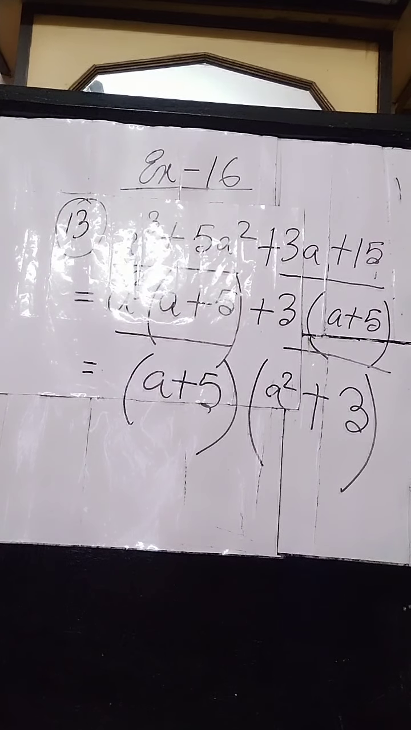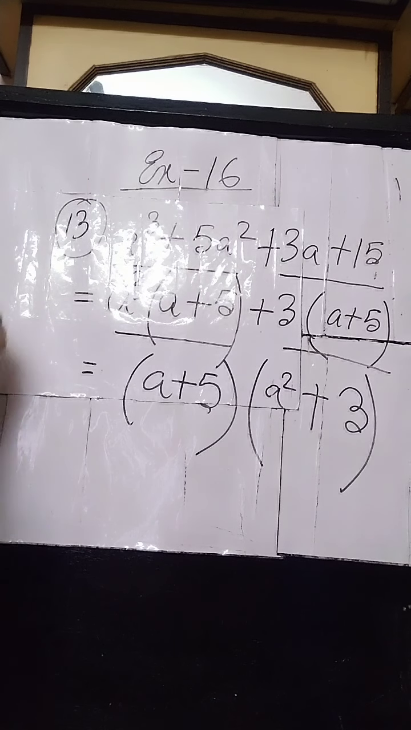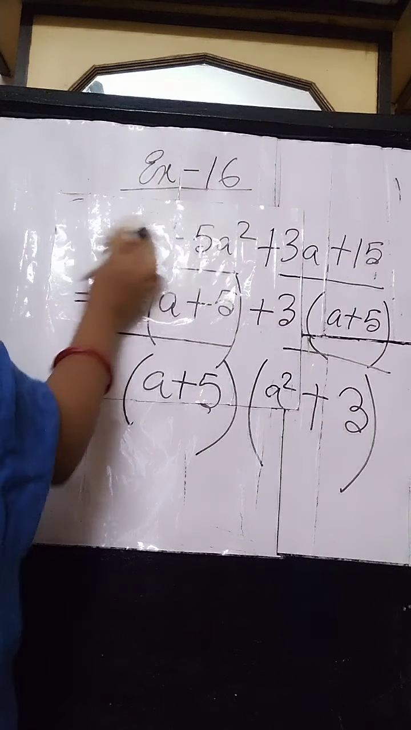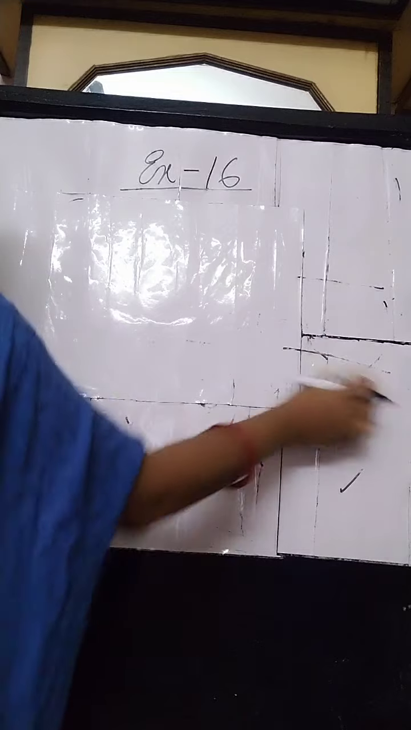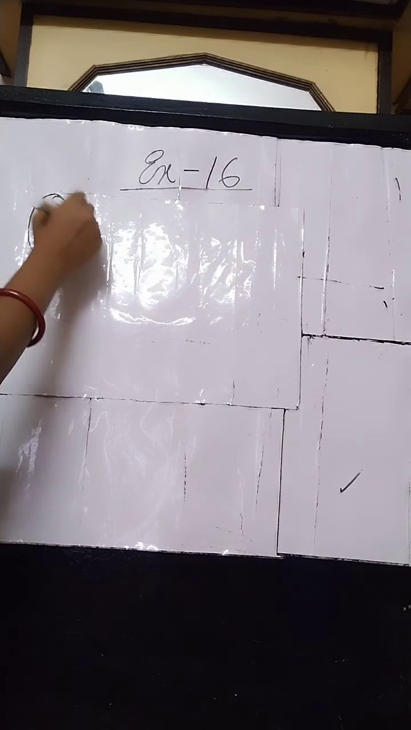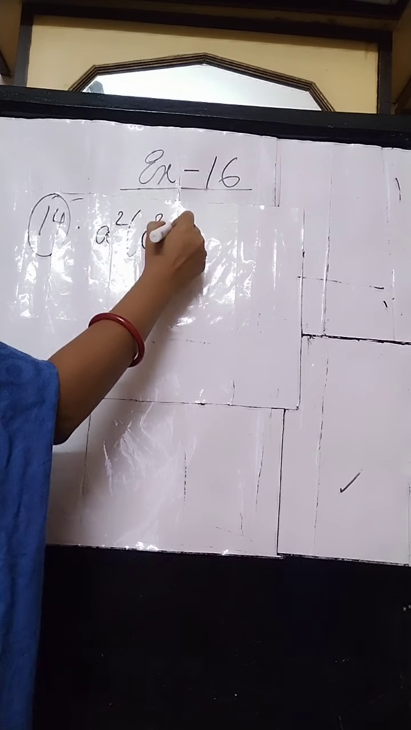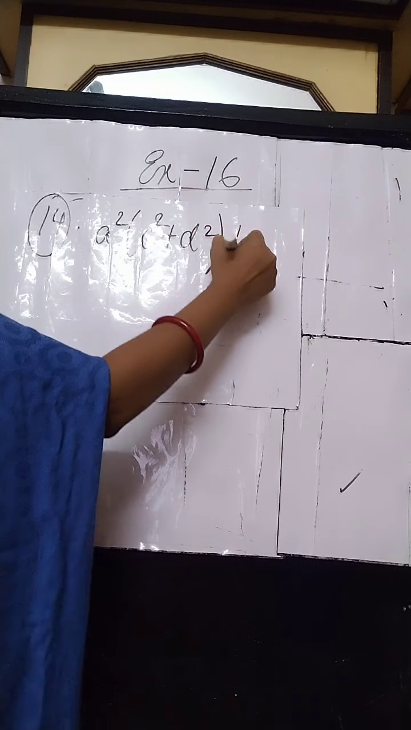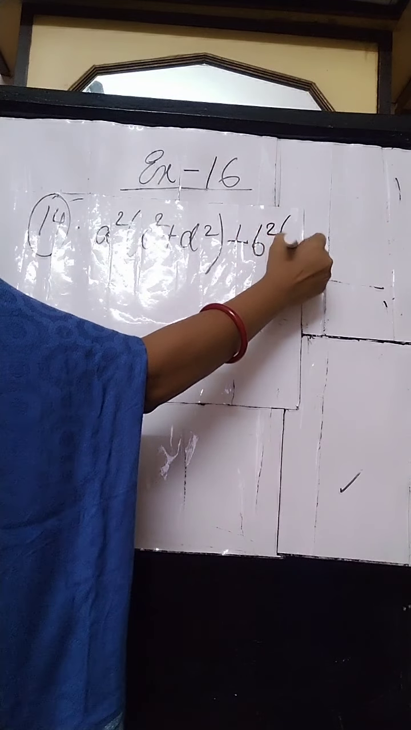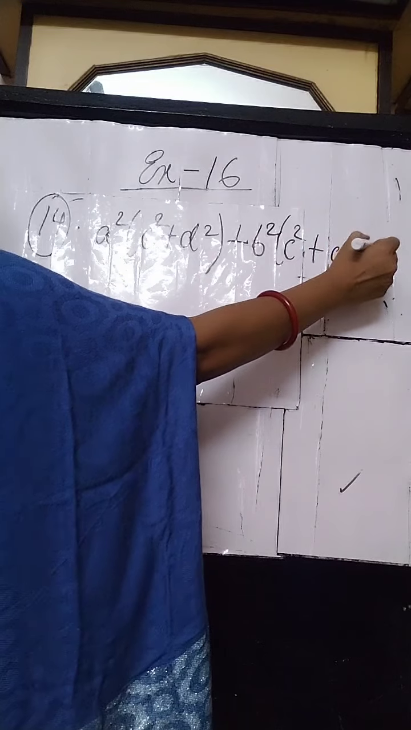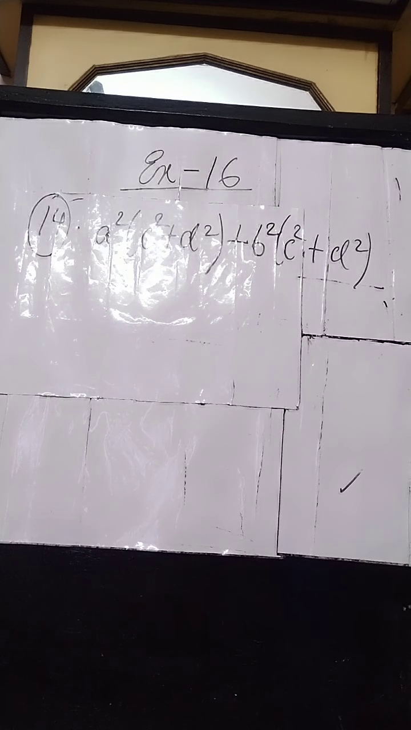Now we will do the next sum, that is sum number 14. In sum number 14 it is a very easy sum. It is given that a square in bracket c square plus d square, and then b square in bracket c square plus d square. In this way this sum is given.